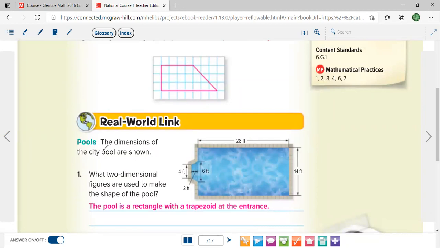The dimensions of the city pool are shown. What two-dimensional figures are used to make the shape of the pool? It's clear that it's a rectangle and a trapezoid. This is a trapezoid. Let me show you. This is the rectangle. And this part to the right of the rectangle is a trapezoid. So the pool is a rectangle with a trapezoid at the entrance.